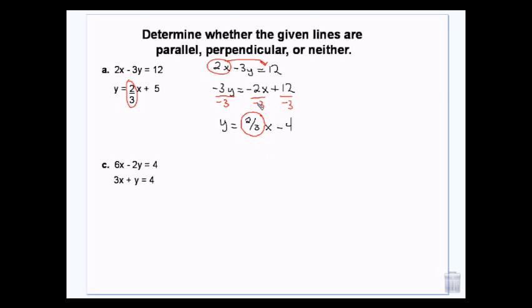So I've got 2/3 and 2/3. So what do I know about these two lines? Parallel. They are parallel. And if you don't want to write the word parallel, you can make the symbol for parallel.